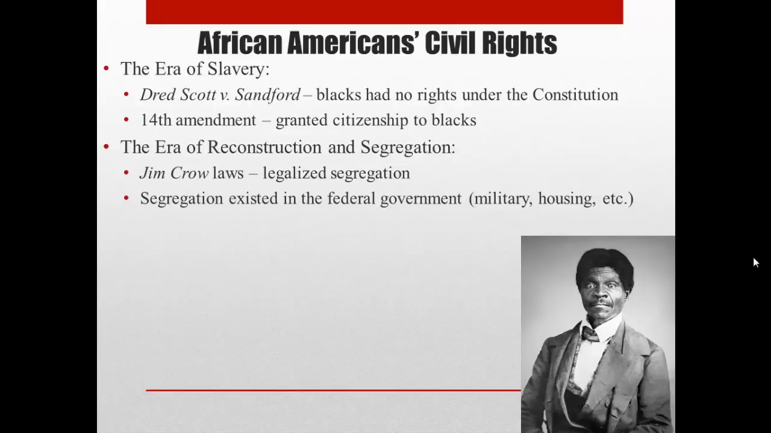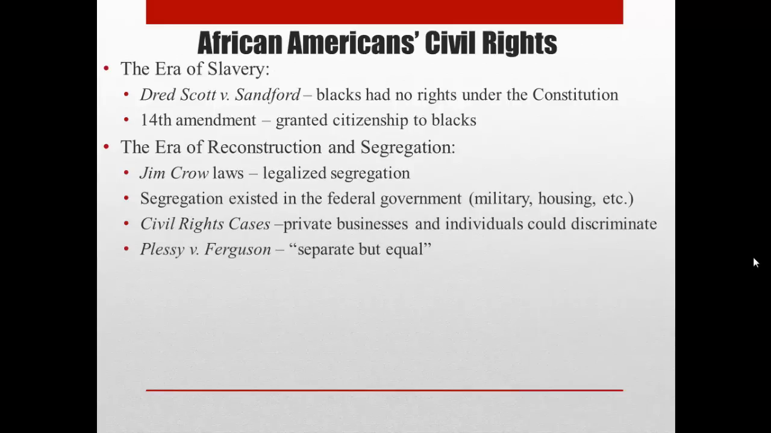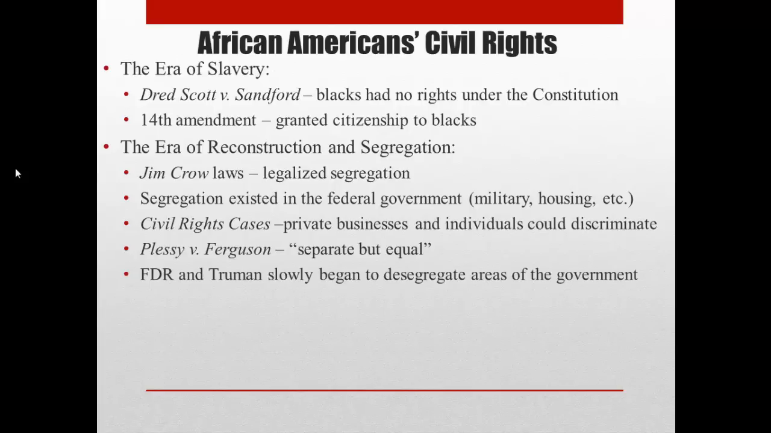This happened throughout the 20th century as well. The Civil Rights Cases from 1883 stated that private businesses and individuals could discriminate, that the 14th Amendment did not protect minorities from discrimination by private businesses and individuals. And Plessy versus Ferguson in 1896 established the idea of separate but equal, that separate facilities based on race are okay as long as they were equal. But when it came to segregation, separate was more of the focus than equal. Rarely, incredibly rarely, if at all, were the facilities ever equal.